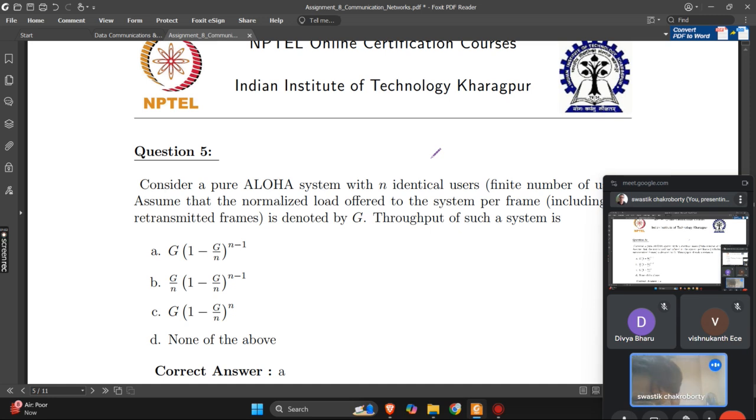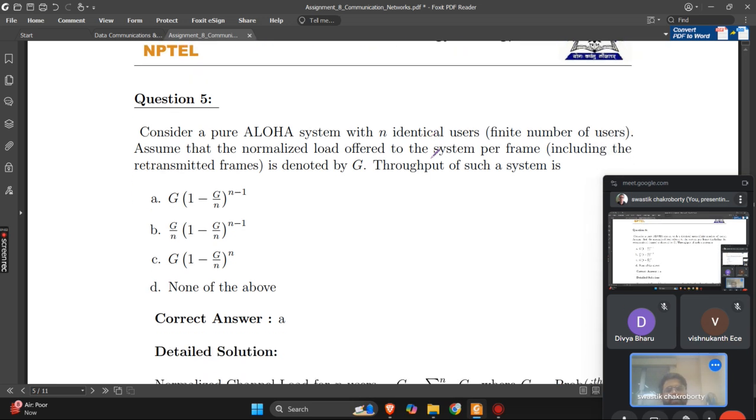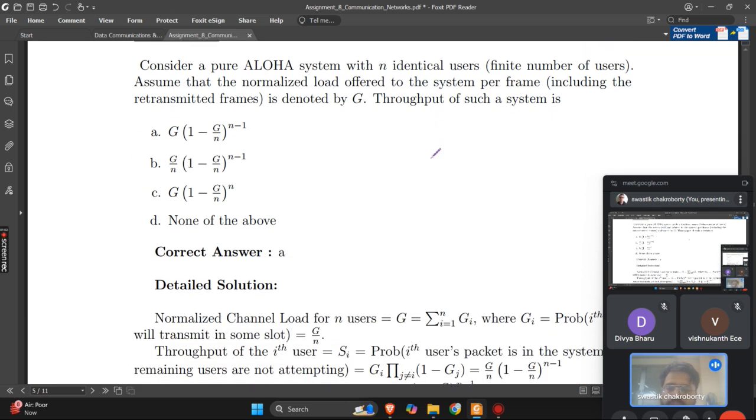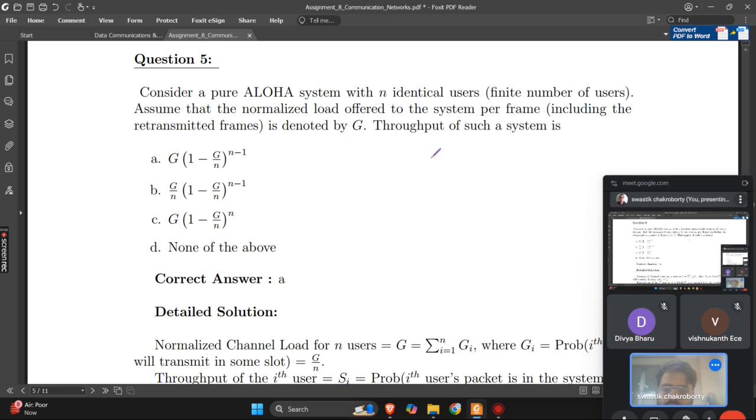Question number 5. Consider a pure ALOHA system with n identical users. So finite number of users. Assume that the normalized load offered to the system per frame is G. Throughput of such a system is. Okay, so the normalized load offered to the system per frame means per frame duration time, how many packets are getting transmitted, including retransmitted frames, is denoted by G.